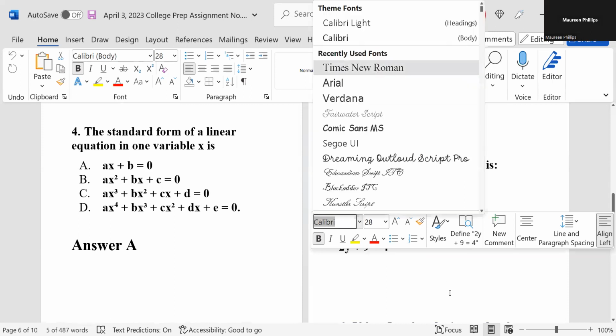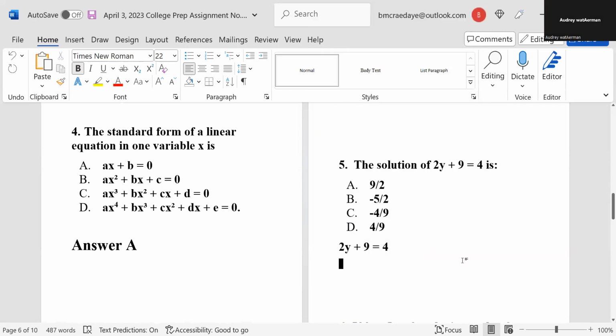Let me concentrate. You're solving for the value of y, the variable. So what could be your first step? That's a great one: 2y plus 9 equals 4. Okay, Maureen, let me give you a hint.